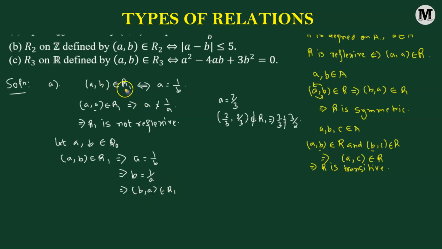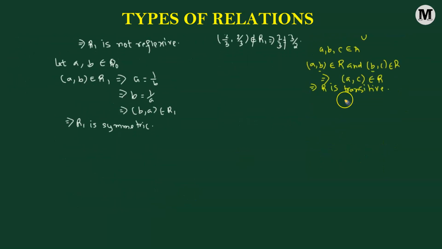So here A comma B belongs to R1 means A equals 1 over B. And if you say that B comma A belongs to R1, that is simply replacing A with B and B with A, which gives us B equals 1 over A, and that's what we got. So this is telling us that our relation R1 is actually symmetric in nature. This is a symmetric relation on the set of non-zero rational numbers.